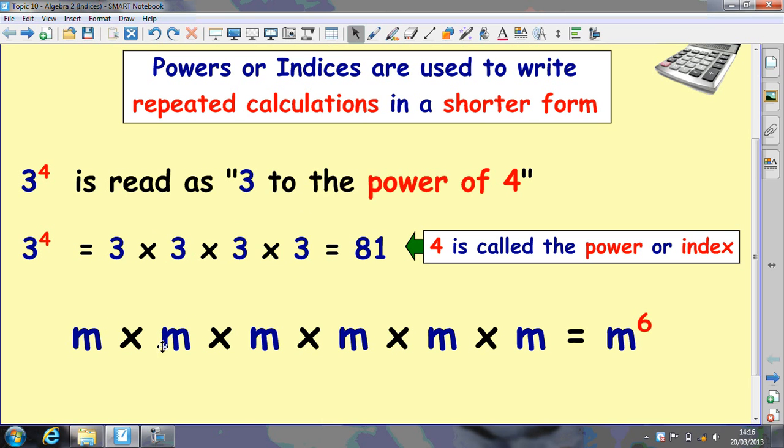Same idea, instead of writing n times n times n times n times n times n, you can write n to the power 6. So it shortens a lot of calculations we have to do in maths instead of writing out big long ones like this.